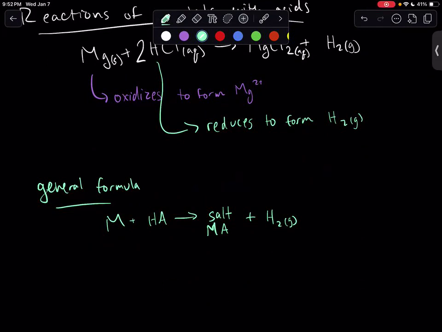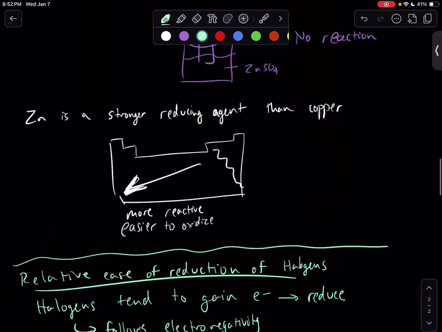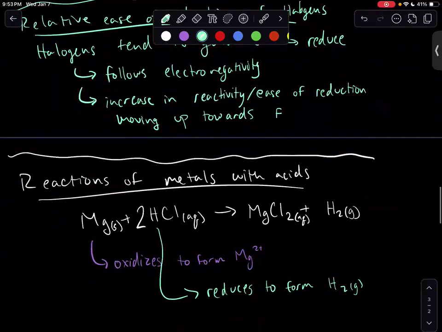So hopefully this helps you understand a little bit about the ease of oxidation and reduction in metals and nonmetals, specifically the halogens, as well as gives you an idea of what happens when metals react with acids.